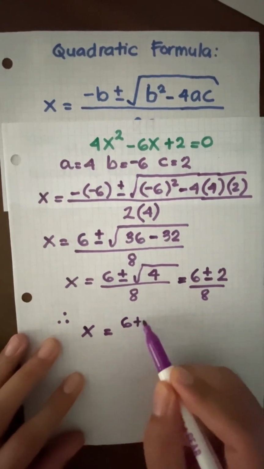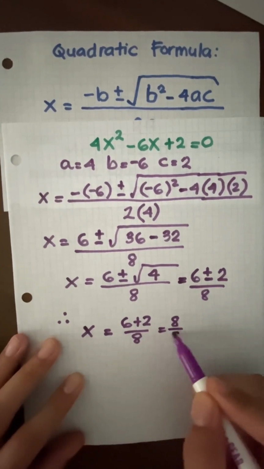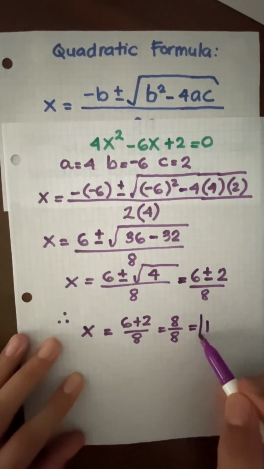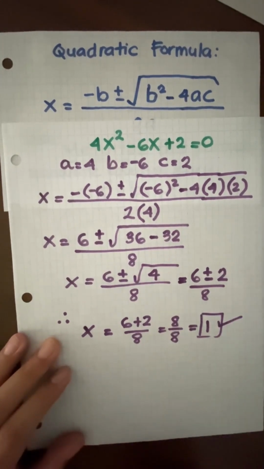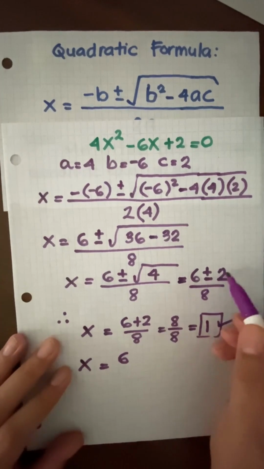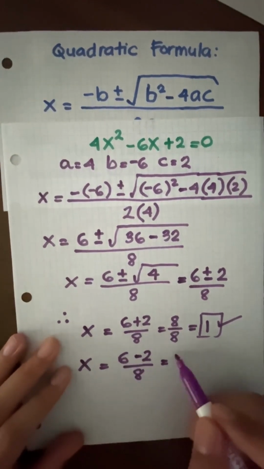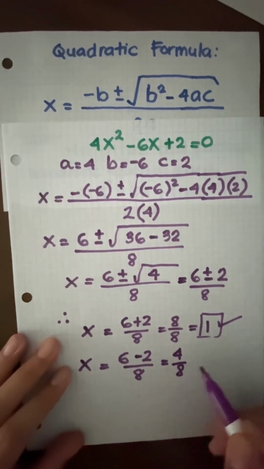To solve the first root, use the positive sign, so it is 6 plus 2 divided by 8, and the first root is 1. To solve the second root, use the negative sign, so it is 6 minus 2 divided by 8, and the second root is 1/2.